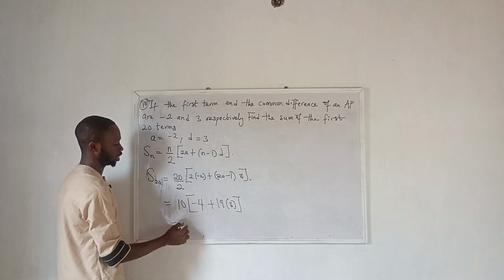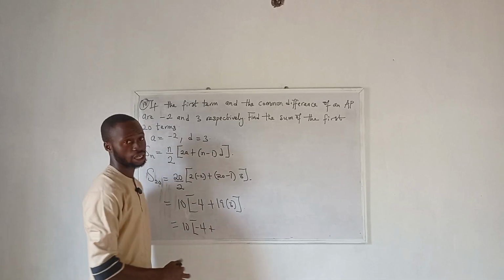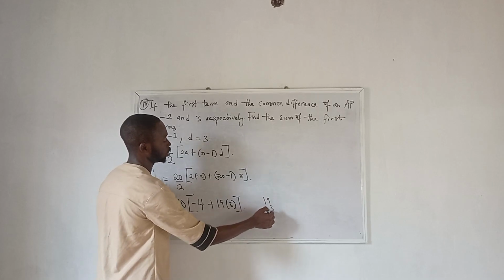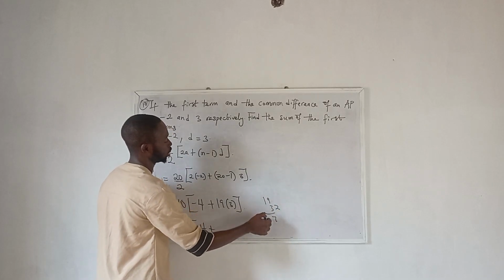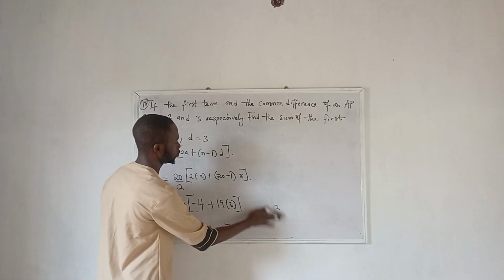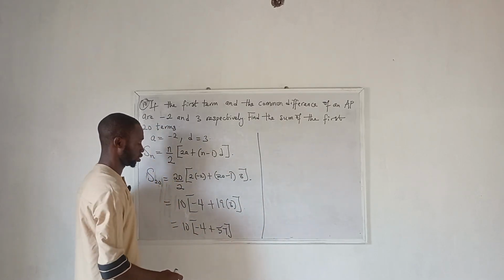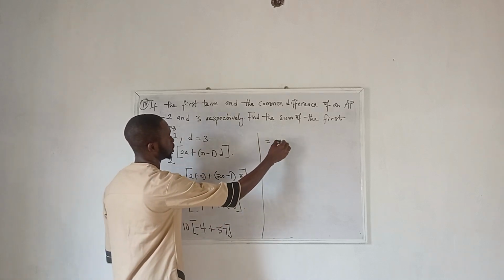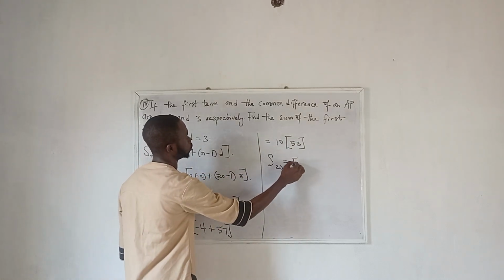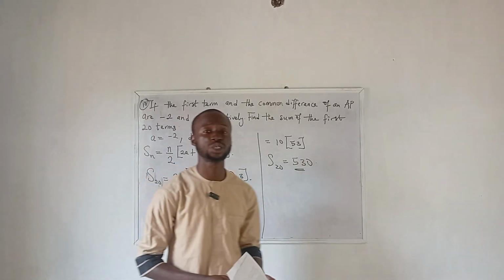So we'd have 10 into minus 4 plus 3 times 19. What does 19 times 3 give us? That's 57. So minus 4 plus 57 should give us 53. We'd have 10 into 53. S20 equals 530.